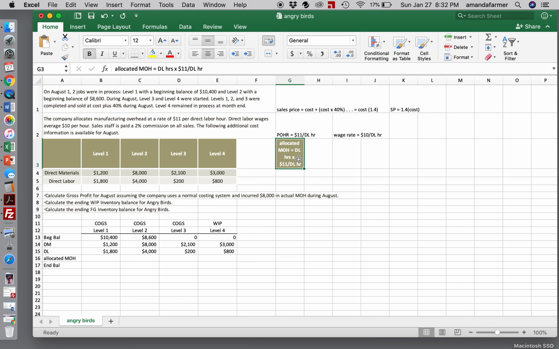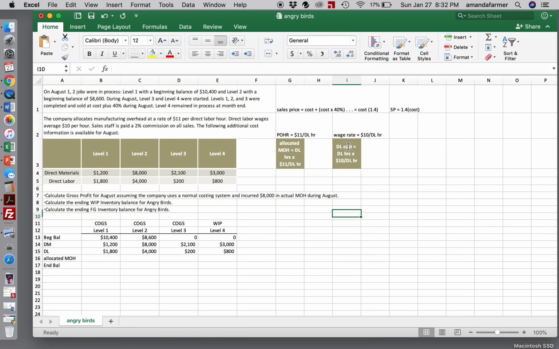So it's not given to you anywhere. So where else could you possibly find the DL hours? Well, that would be over here using the wage rate. So remember that your DL cost is equal to your DL hours times your wage rate, which in this case is $10 per DL hour.